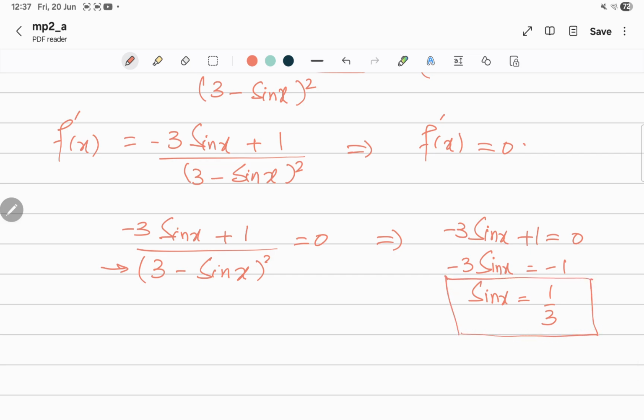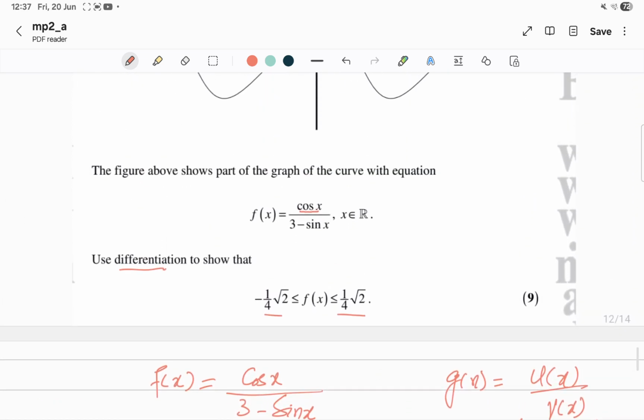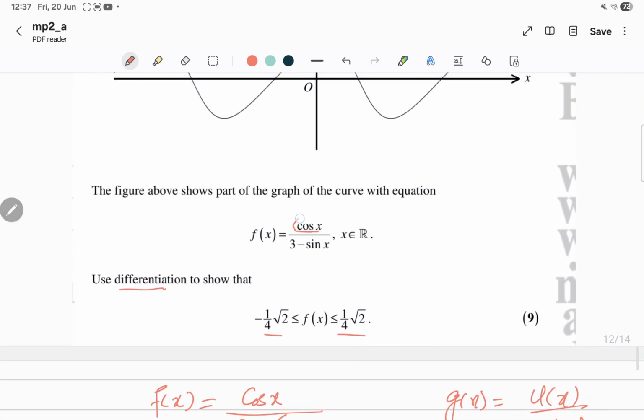Now if you see f of x, in f of x we have cos x and sin x, and we got the value of sin x, which is 1 over 3, and we can use a trig identity to get the value of cos x, and then we can sub the values back over here to solve this function. Then we can work out the values of f of x, and we will get this result.